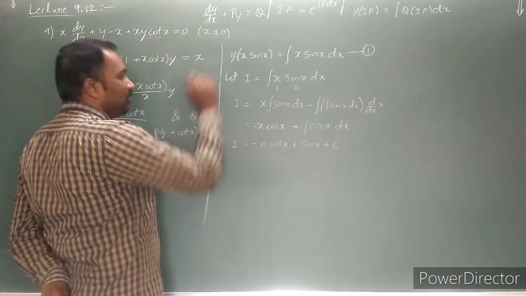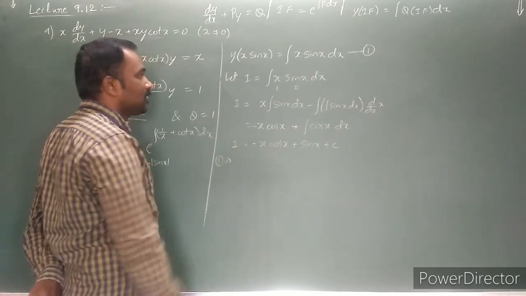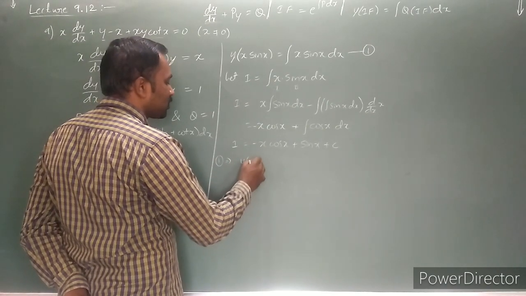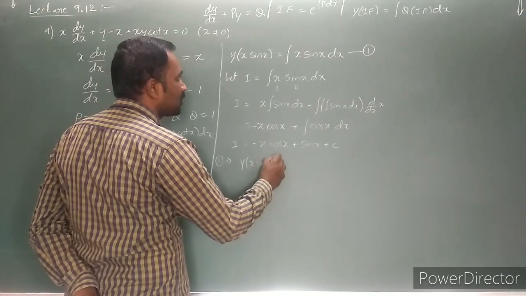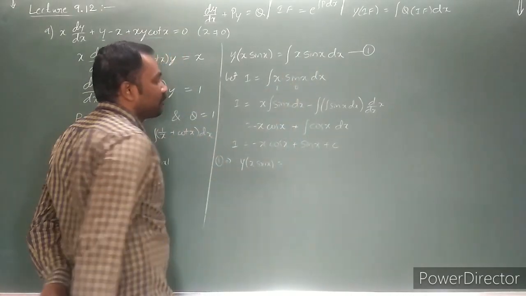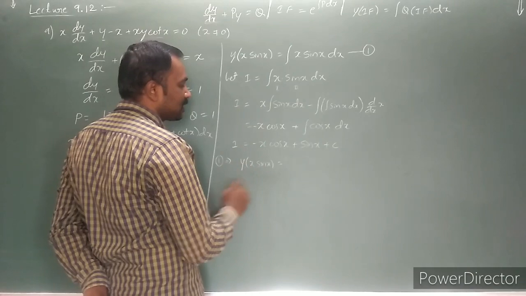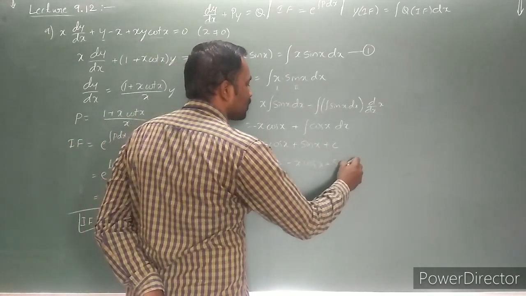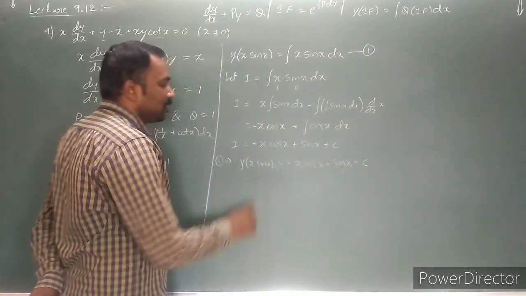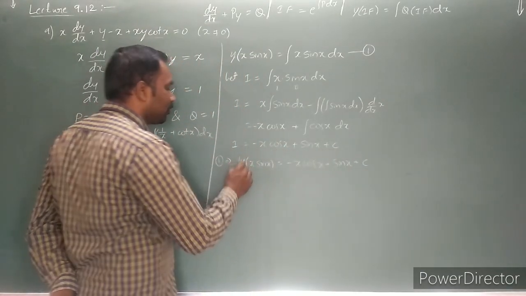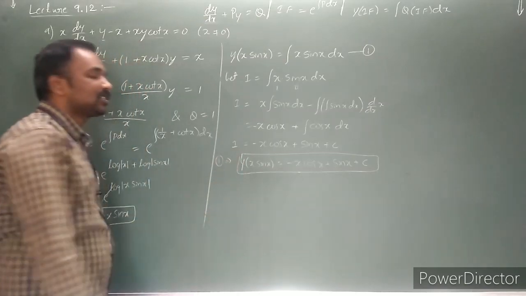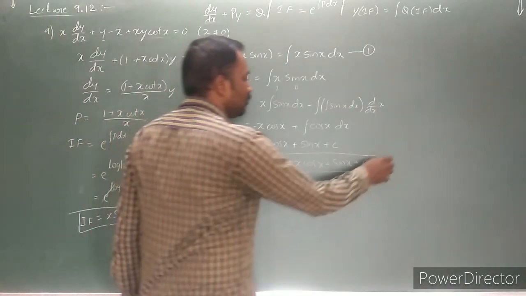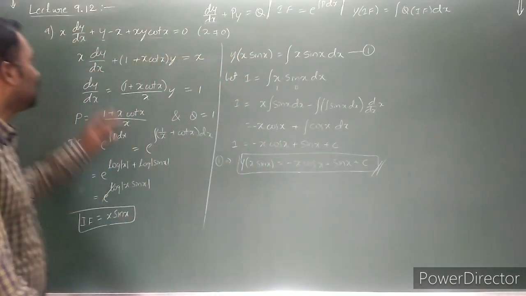Put this I value in equation number 1. Equation number 1 implies x sin x times y is equal to the integration of x sin x, which we got as I, so minus x cos x plus sin x plus c. It could be divided throughout by x sin x, but that is not necessary, keep as is. So this is the required general solution of the given differential equation.